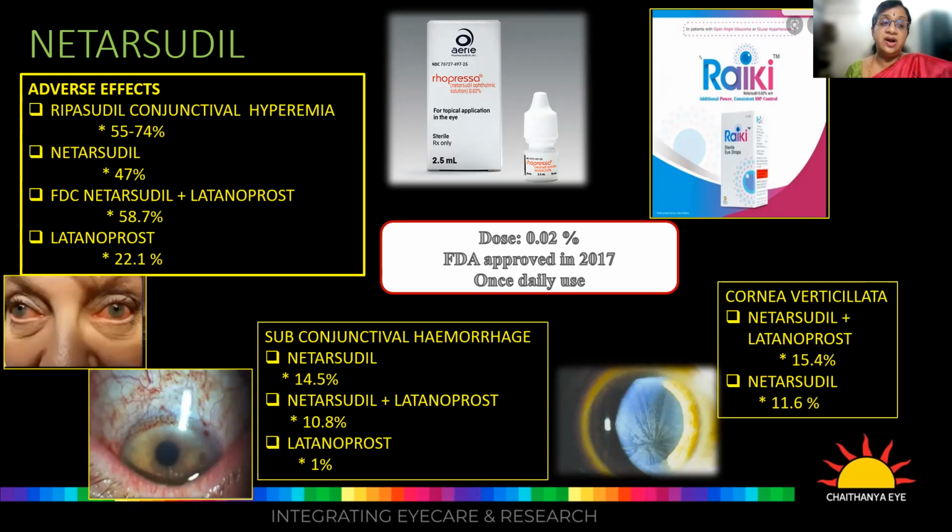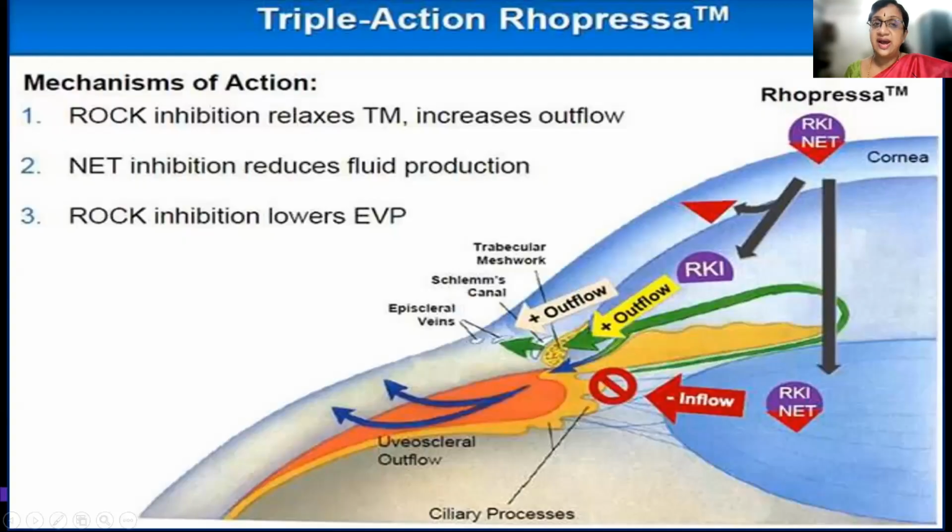So conjunctival hyperemia is a major concern, then local pain at the site of instillation, and subconjunctival petechial hemorrhages close to the limbus, which may be seen with netarsudil in 14.5% of patients, and cornea verticillata, which may be seen in patients with netarsudil in 11.6%. How does it act?